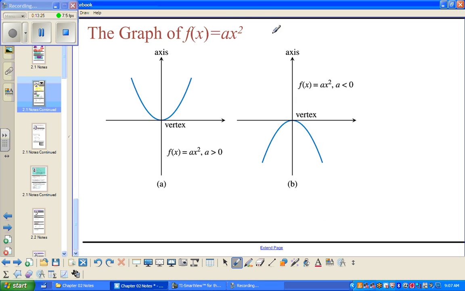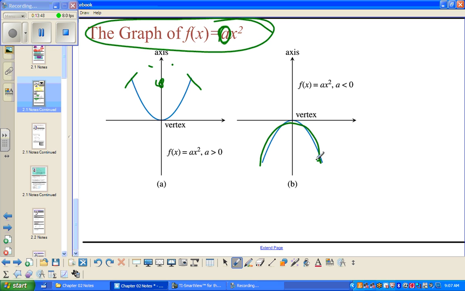Some things to note about a quadratic equation. If that a value out front, whatever the number is on the x squared, is positive, it's going to open up. If it's negative, it's going to open down. So real easy to remember. If it's positive, it's happy, so you got a little smiley face. If it's negative, it opens down, so it's got a big frown on its face. It's not very happy. I just made that up, so that'll help you anyway.